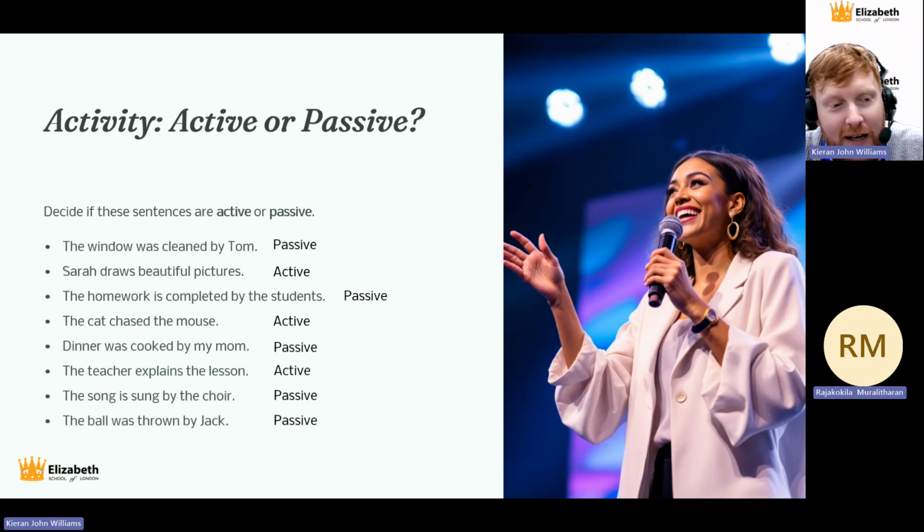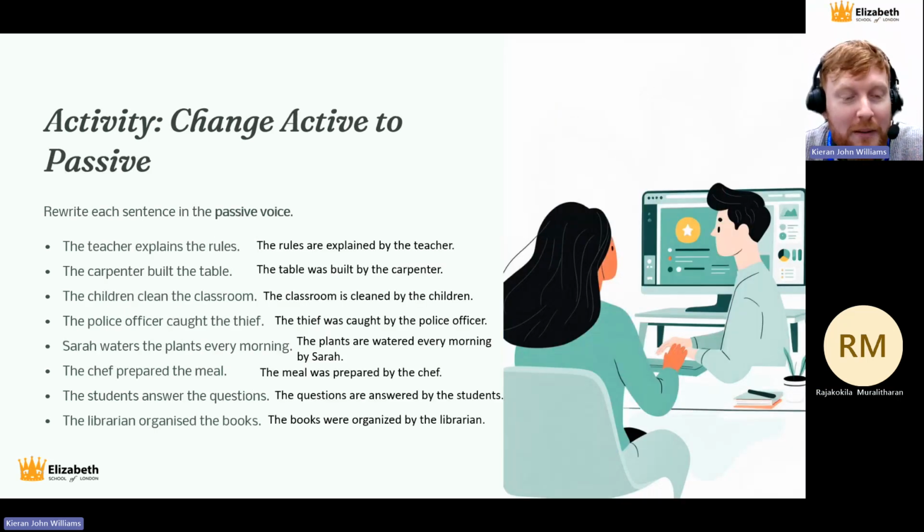All right, but that was the easy part. Now it becomes the more difficult part, because all of these sentences here are active, and you will need to change all of them to passive. So what you will need to do is, first of all, think about the subject, verb, object, and then change it to object, verb, subject.